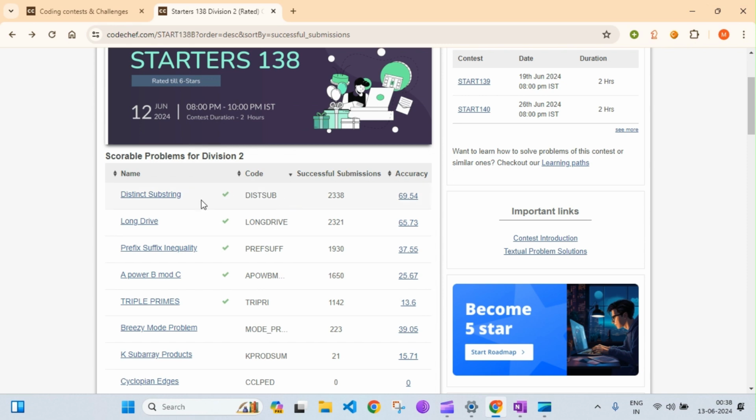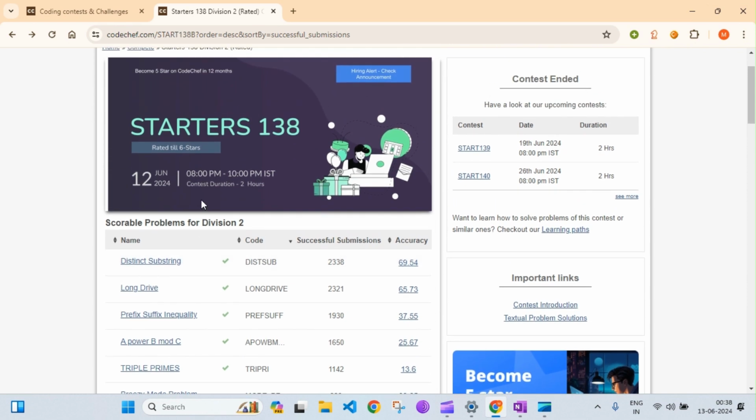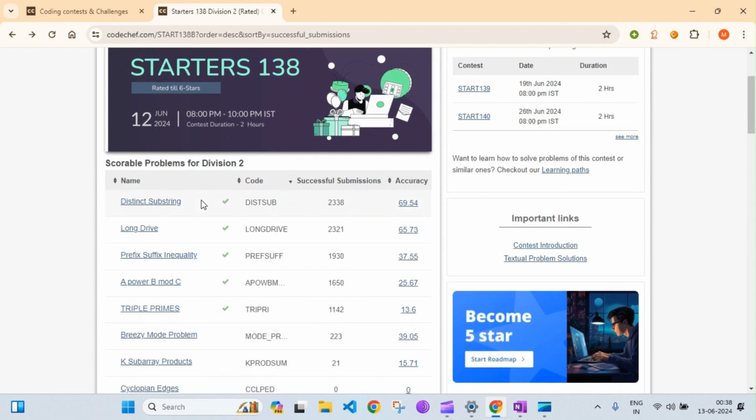Hi guys. Today I participated in Starters 138 and was able to solve 5 questions. After the contest, I tried solving the sixth, that is the easy mode. So I will be explaining the first six problems of this contest.